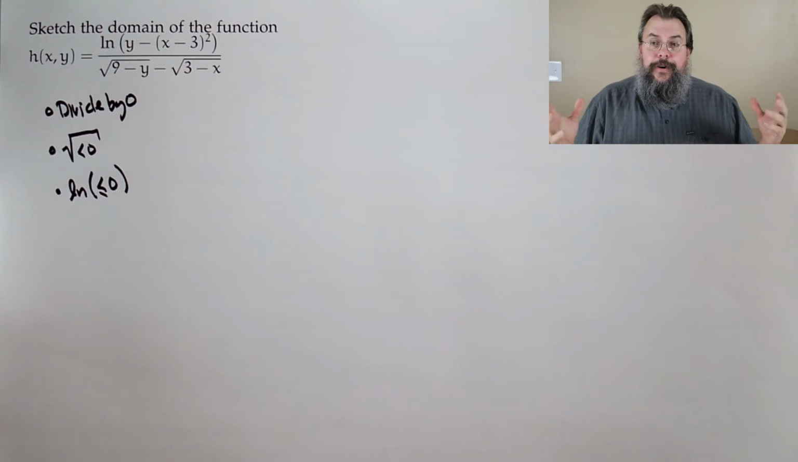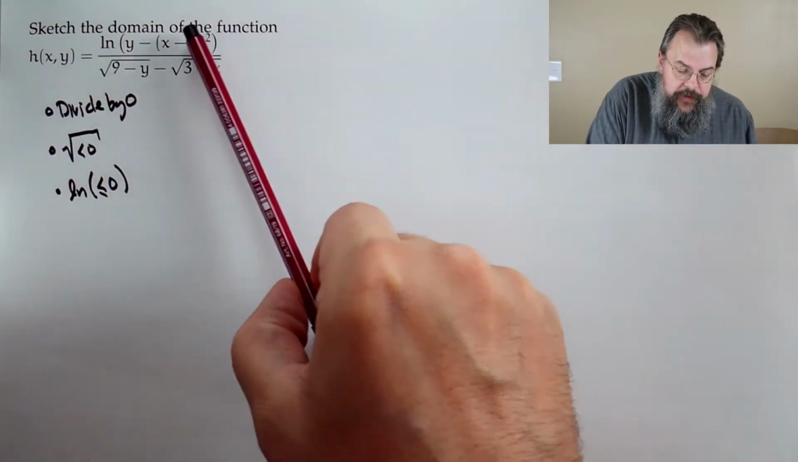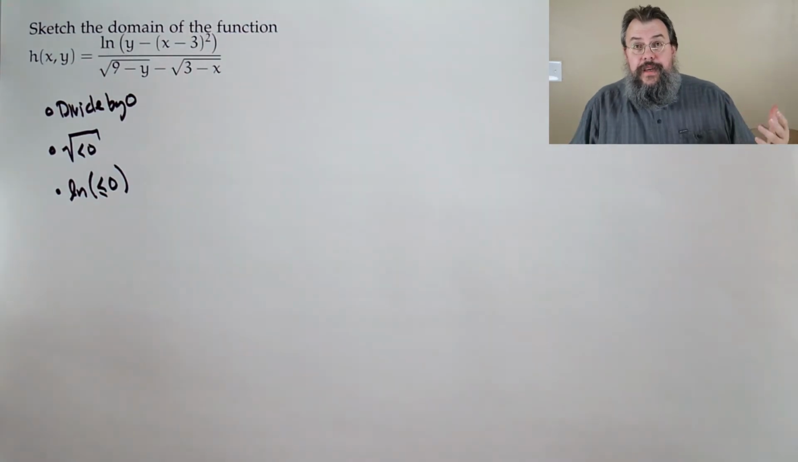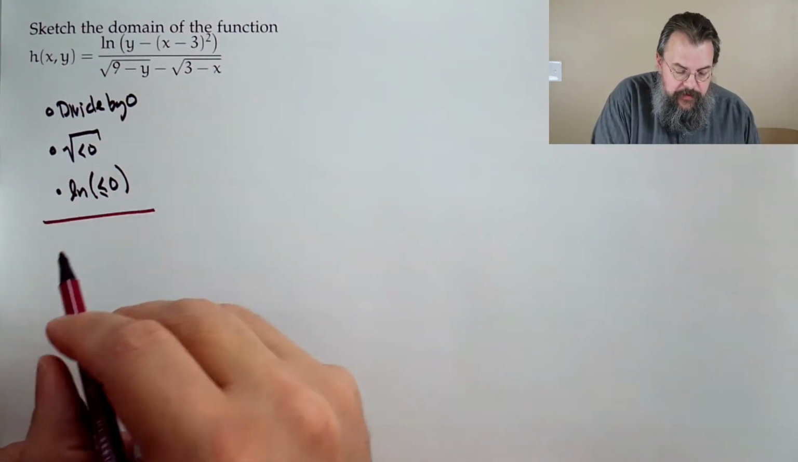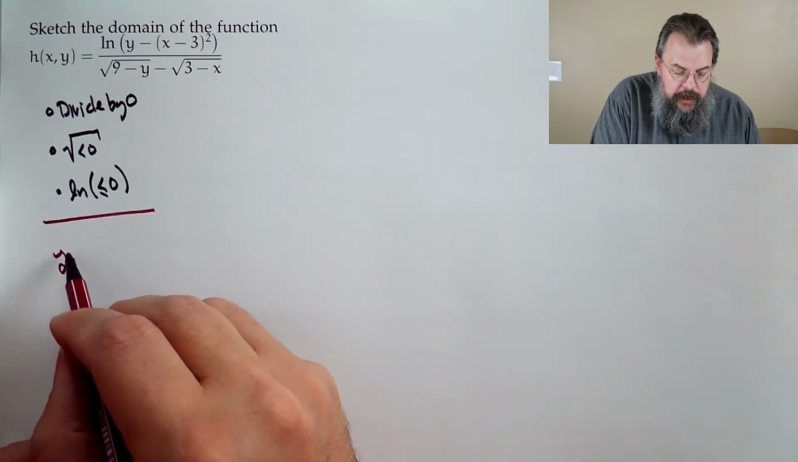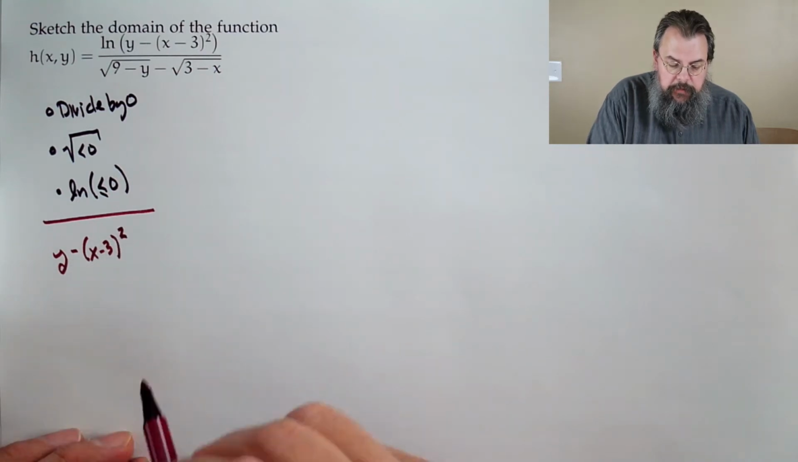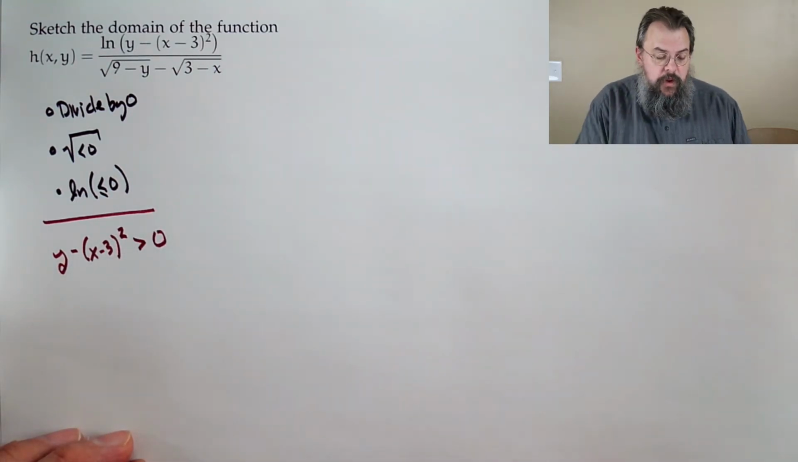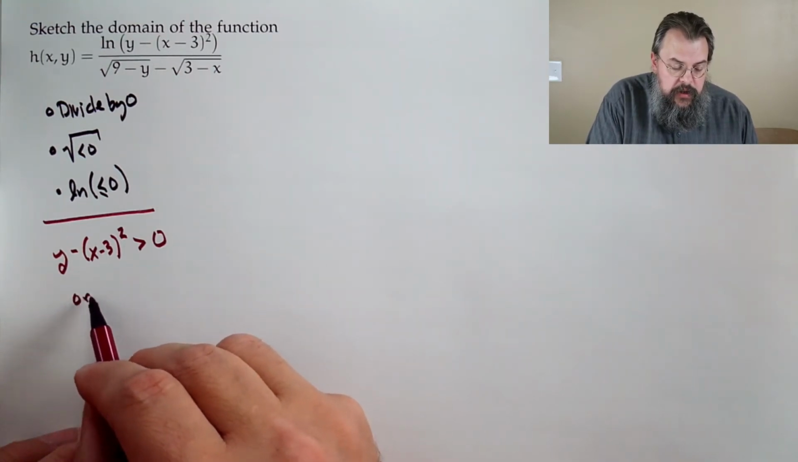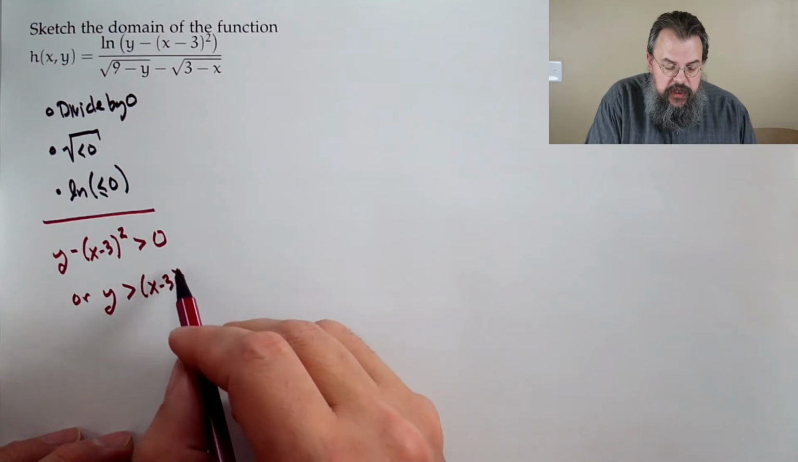That has a log. Okay, so what do we need? We need the inside part of the log has to be positive. So we need to have y minus (x minus 3) squared is a positive value. Another way to say that is that y has to be greater than (x minus 3) squared.